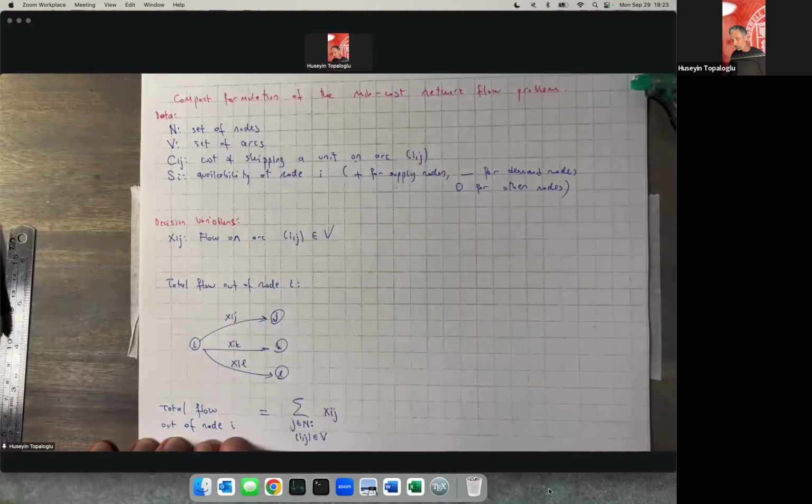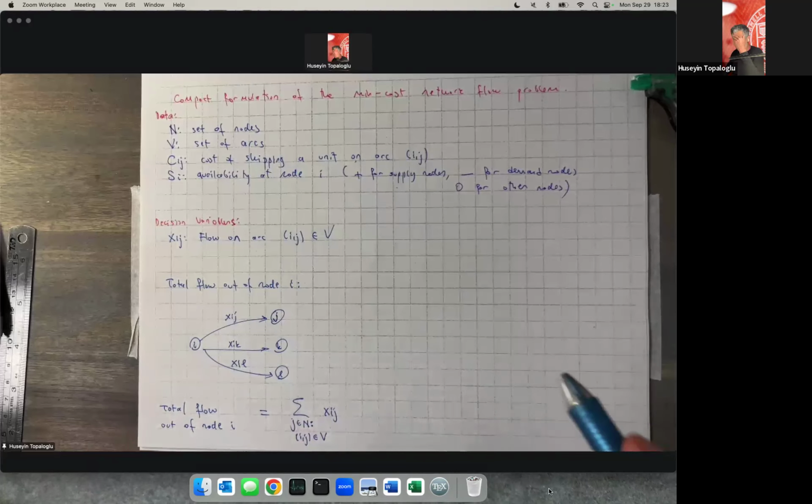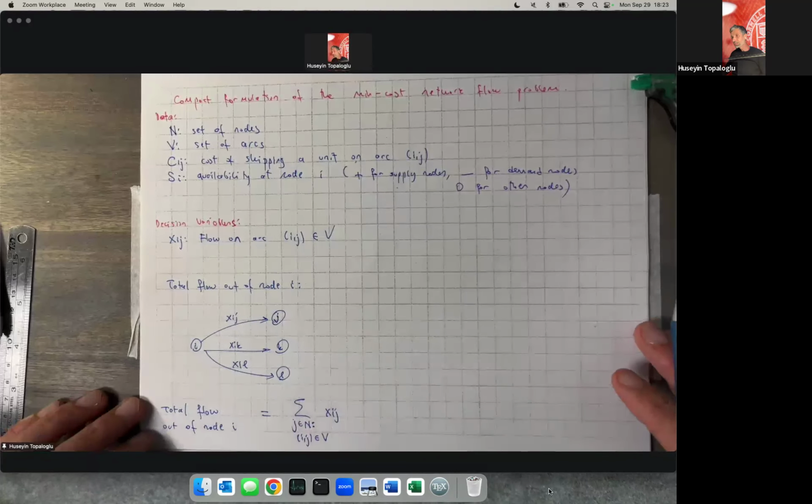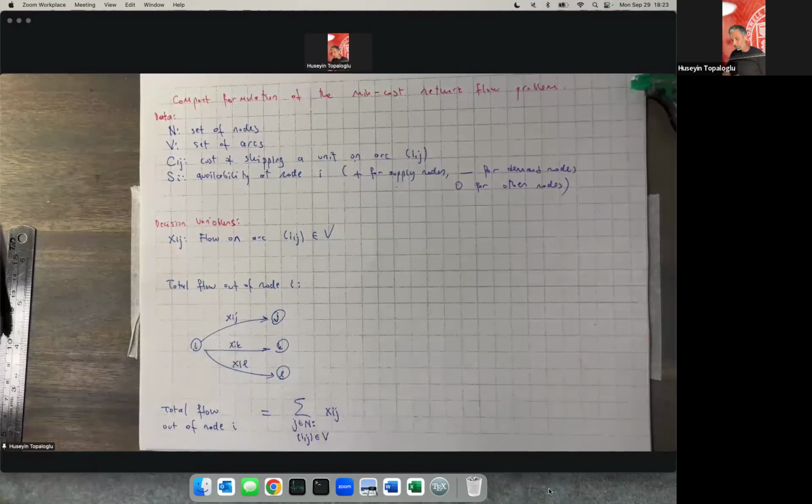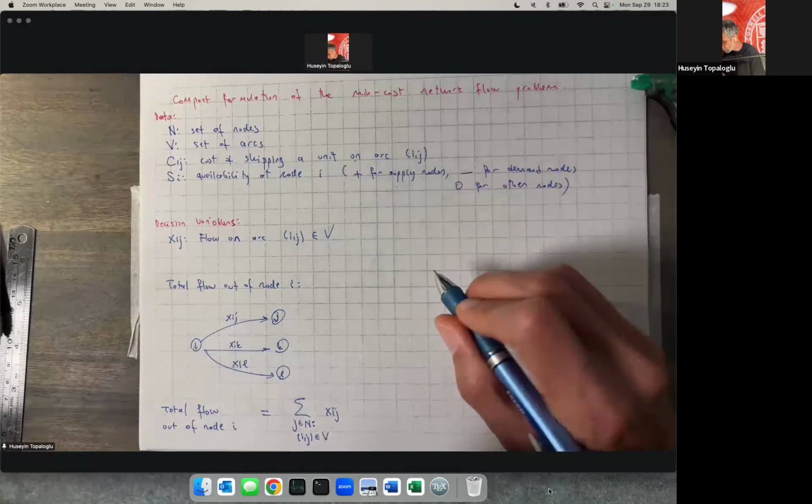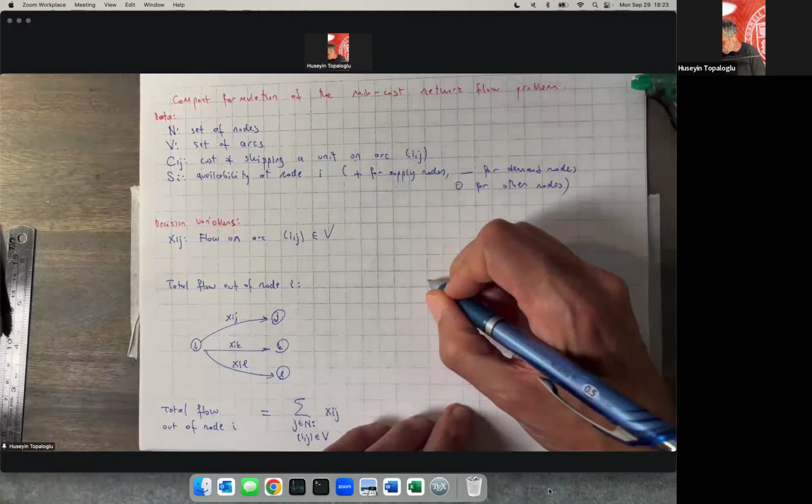So if I want to compute total flow out of node i, I need to add up xij variables over every j for fixed i. And I need to add up these xij variables over every node j such that ij is an arc in my network. So that's how we can write succinctly, or in compact form, the total flow out of node i. Likewise, let's think about how we can write the total flow into node i.